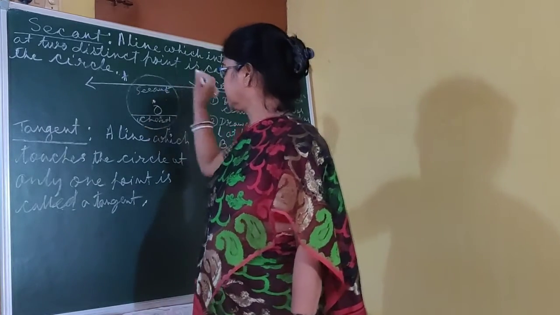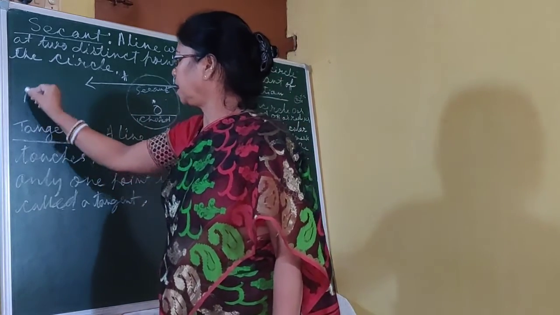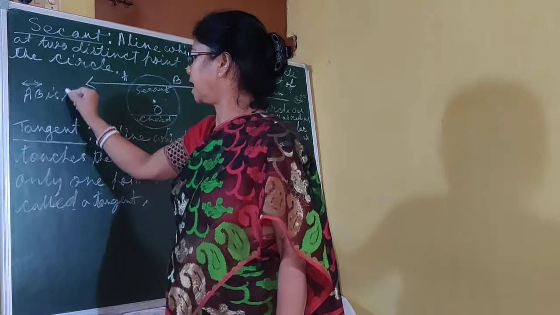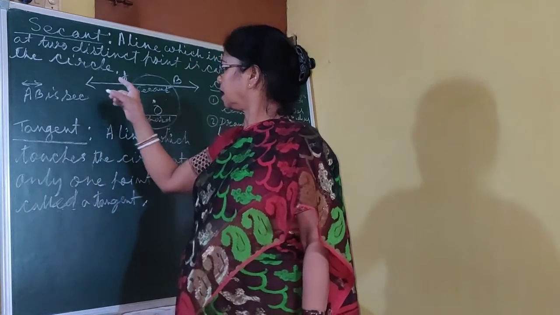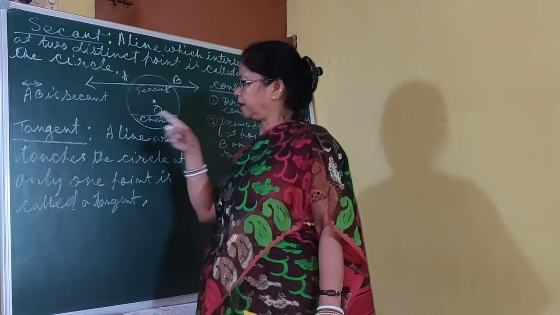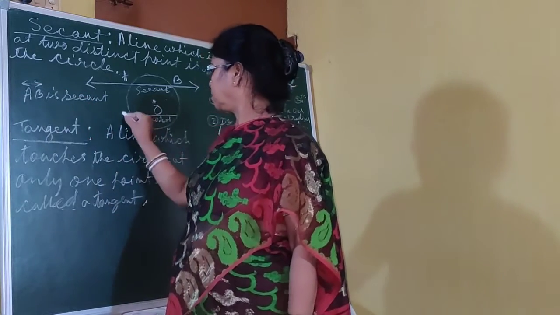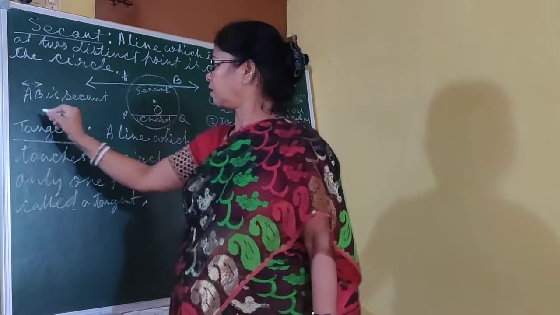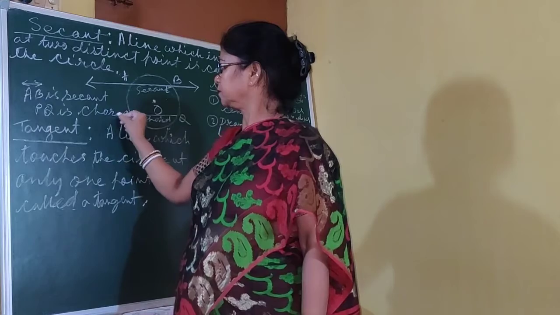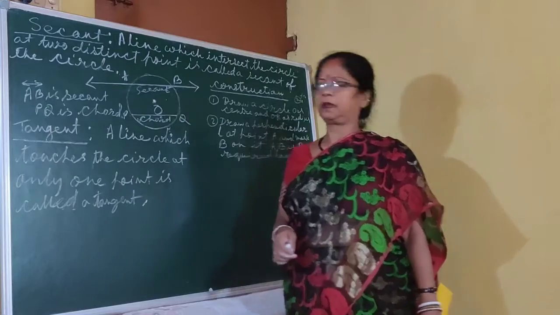Secant, AB is the secant. AB is the secant. And a chord is a line inside the circle. PQ, PQ is the chord. This is the difference. What is a chord and what is a secant?